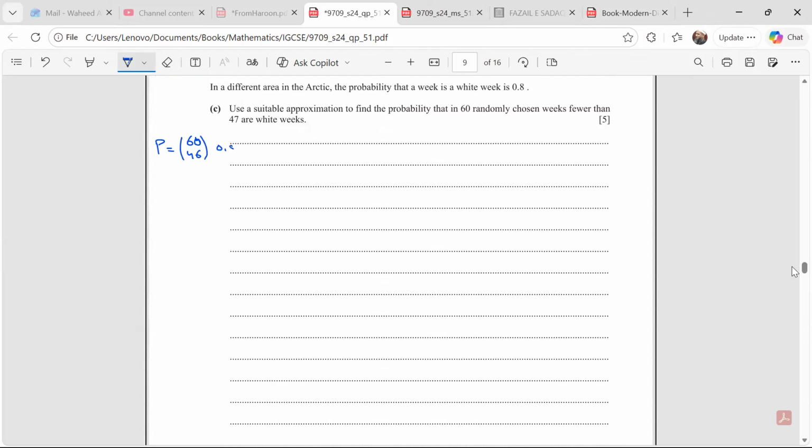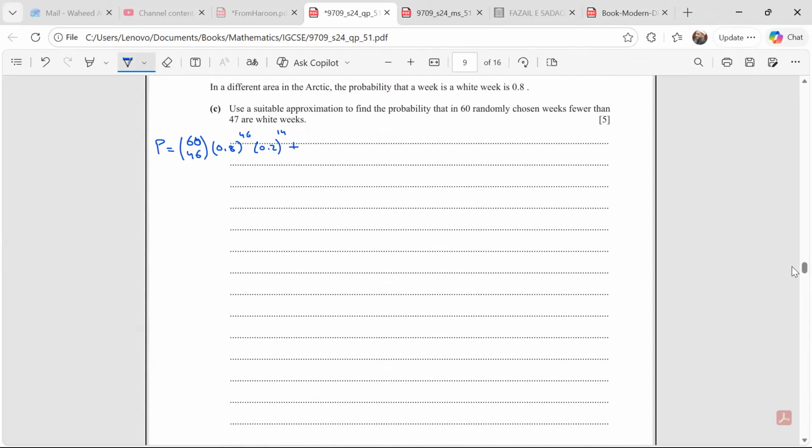And 0.8 to the power, out of 60, 46 weeks are white. So 0.8 is a success, it has power 46, right? Okay, yes. And failure means no snow. It has 60 minus 46 and it's going to be 14. So this thing will give you the probability that the 46 weeks are white. Okay. Now we have to get fewer than 46 weeks, fewer than 47. So 46 have this probability.